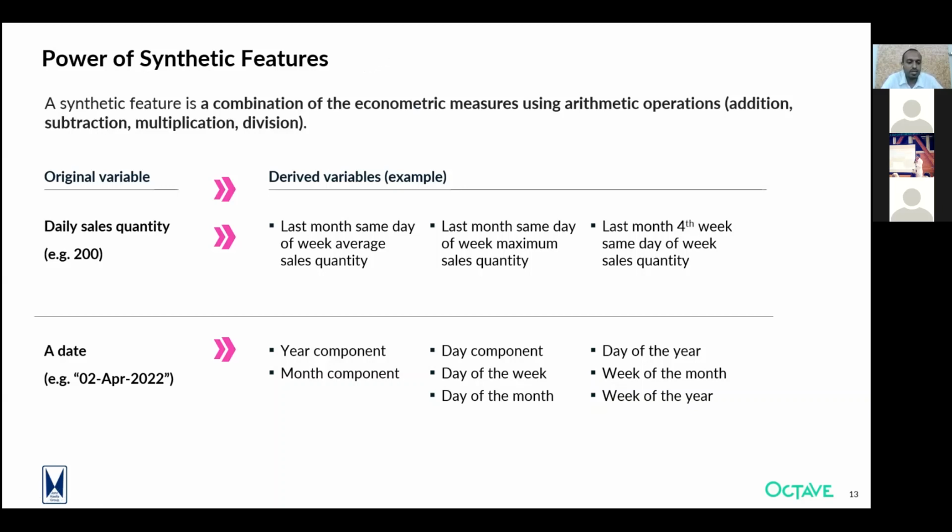Now, another example would be, suppose we have a date, right? By looking at it, it will remain just a date. But we can identify a lot of hidden information even by looking at the date. So the synthetic features we can create using a date would be, for example, the year, the month, the particular day of the week, the day of the month, or the particular week of the year where the day falls.